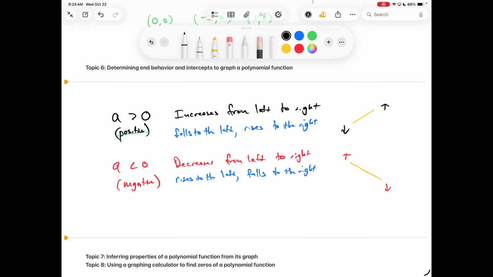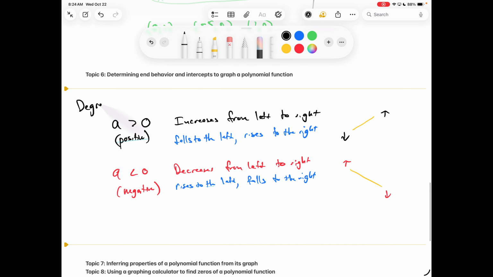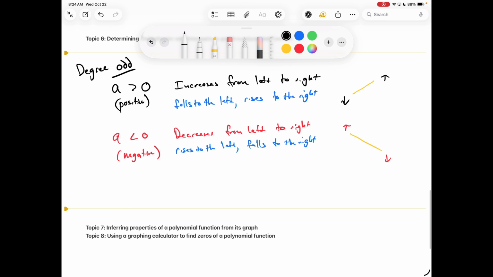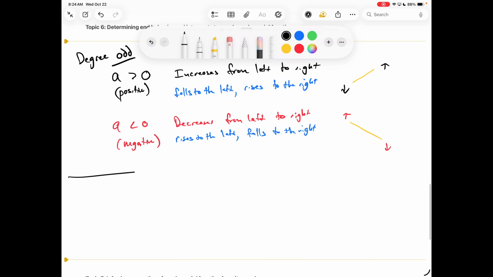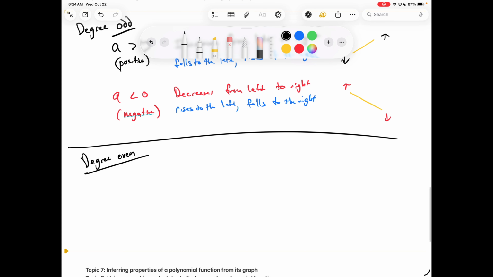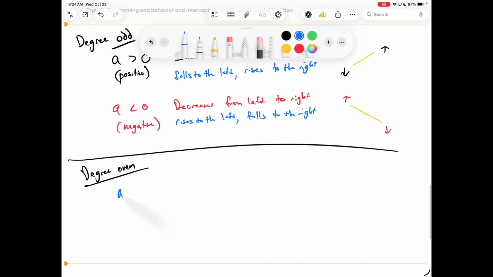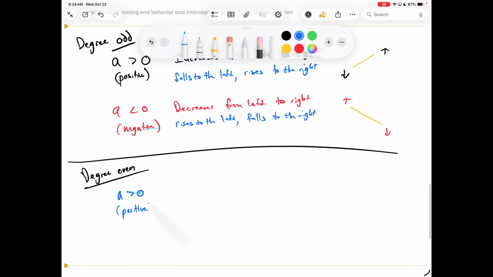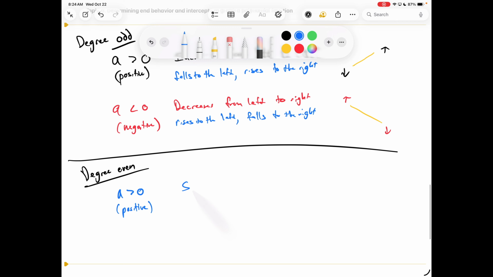The highest exponent. This is when the degree is odd. You do it this way. If the degree is even, then it's always the same. If A is greater than 0, it's positive. So if it's positive, it would open up, rise to the left and rise to the right.